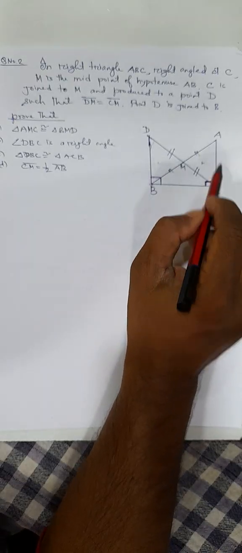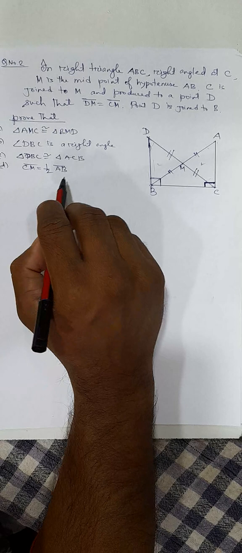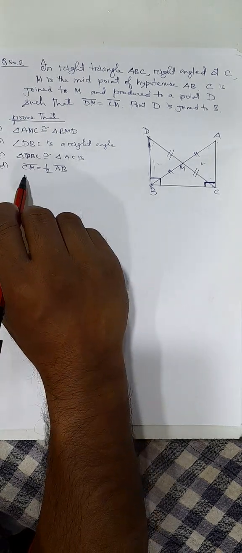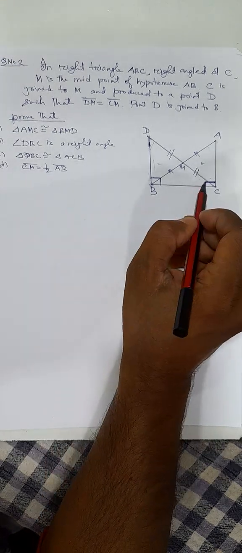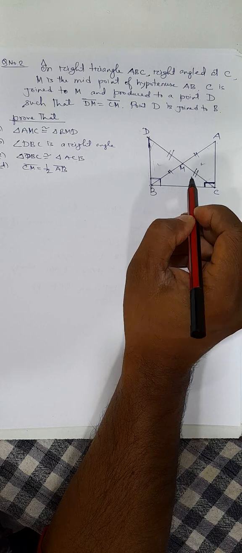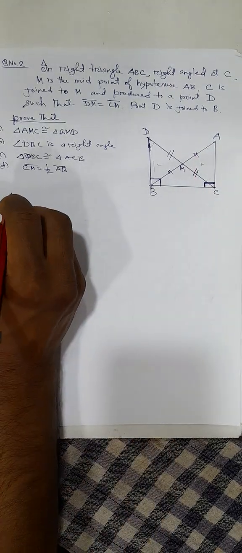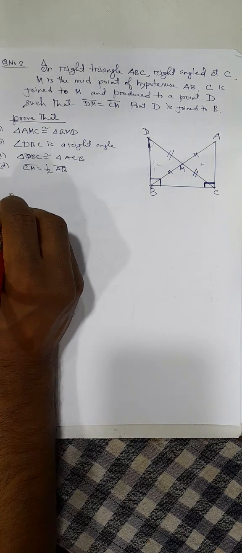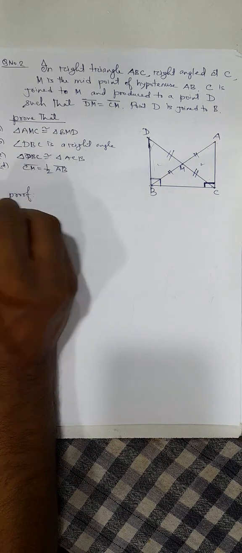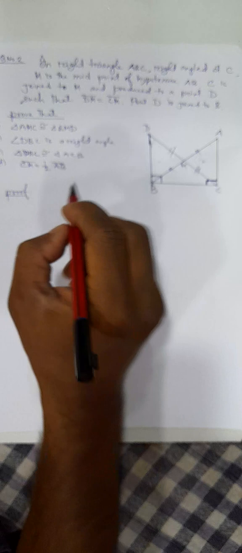DBC is congruent to ACB. These two triangles are congruent. Then we have to prove that CM is equal to half of AB. CM, this line segment, is half of AB. So let us see. First, we have to prove these two triangles are congruent.